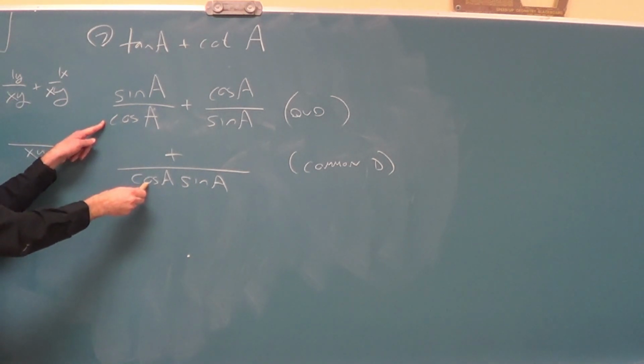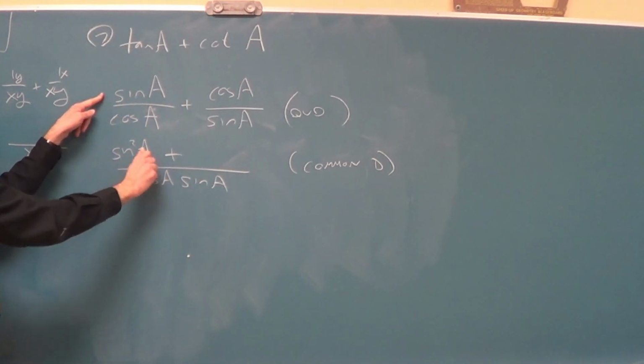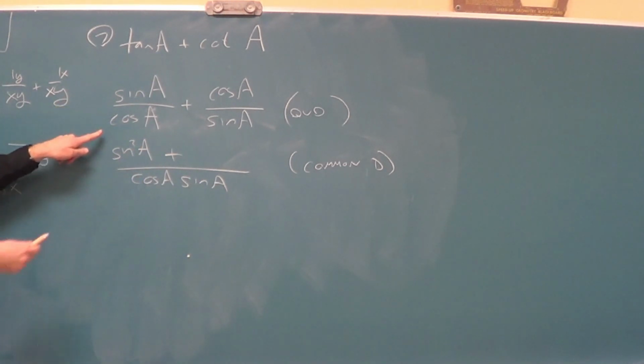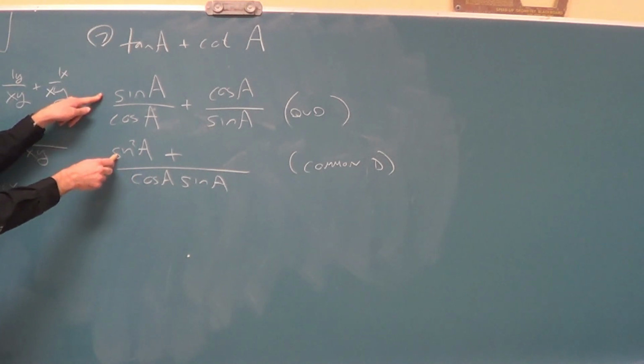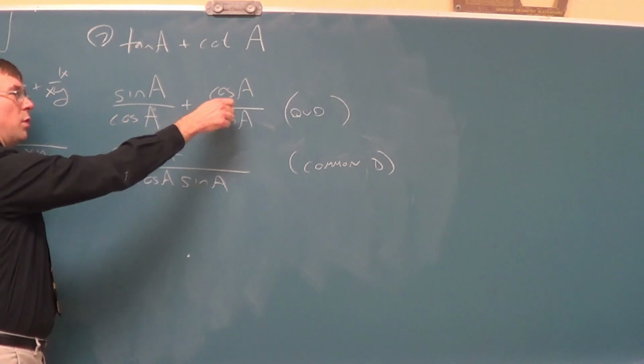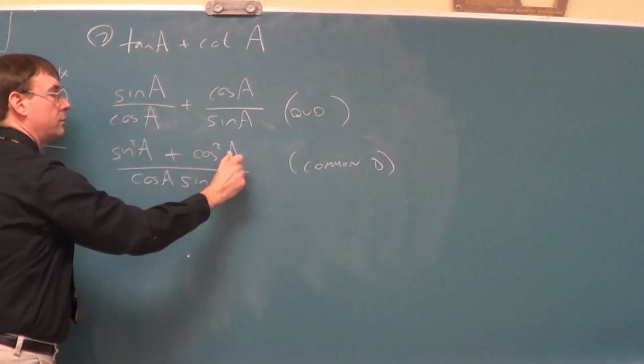What's new needed on the bottom? Sine. So if we're going to gain a sine on the bottom, we have to gain a sine on the top. That's going to be sine squared, because we're doing multiplications when we make these changes. So if the bottom's getting a new sine, the top gets a new sine, that's now sine squared. So what would this one be? Cosine squared.